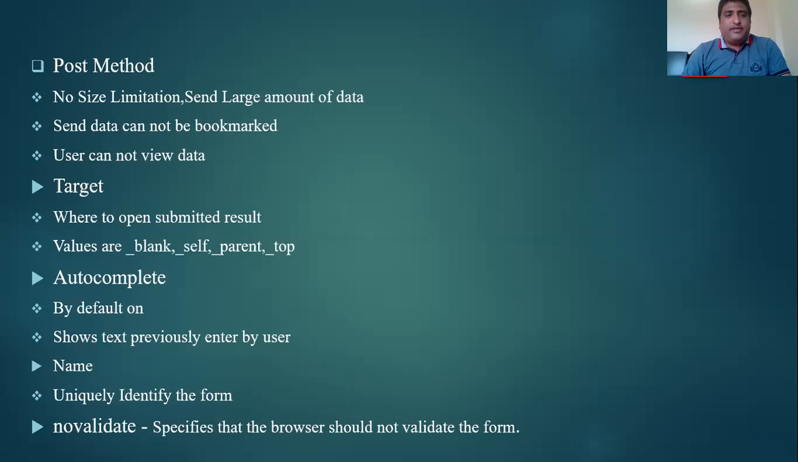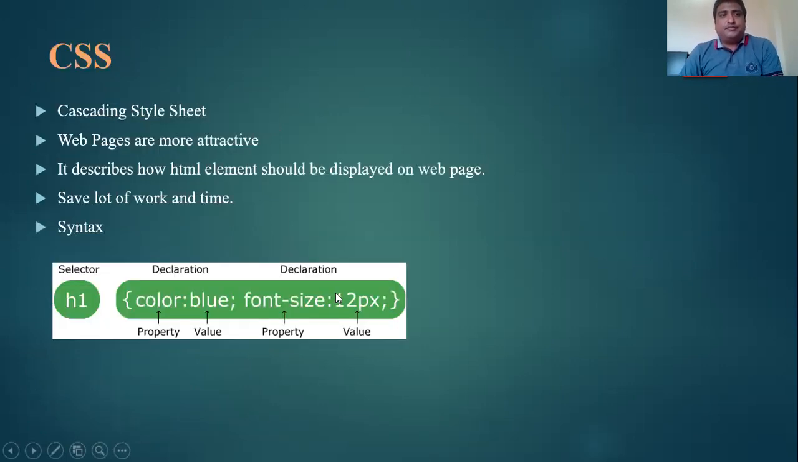Next is name property. We use number of forms on a web pages. So to identify it, we use name property. Next one is the non-validate. Specify the browser should not validate the form. So if we don't want to validate the form data, then we use this attribute. Next one is, here we end with HTML, the basic tags.